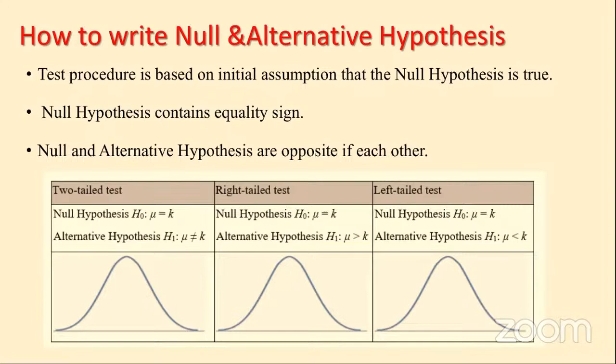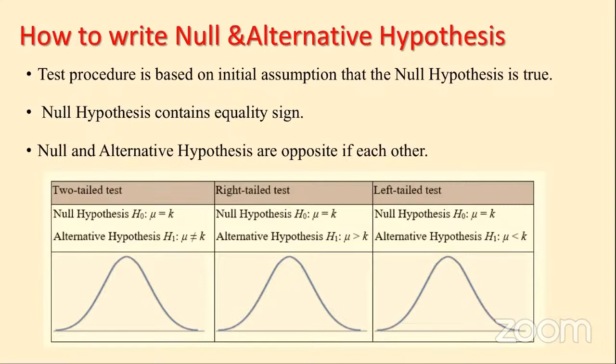Second thing, the null hypothesis contains an equality sign. The null hypothesis has an equal to sign. Here I have 3 different cases, and in all of them, in the null hypothesis, mean is equal to K. In my example on the previous slide, I used X. It can be any value. So just like that, mu equal to K, it always has the equal to sign.